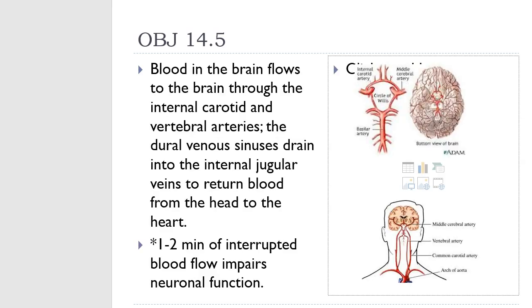So the blood in the brain flows to the brain through the internal carotid and vertebral arteries. Very important arteries that we're going to see over and over again. Now, the brain receives about 15% of the blood and consumes 20% of the oxygen and glucose.